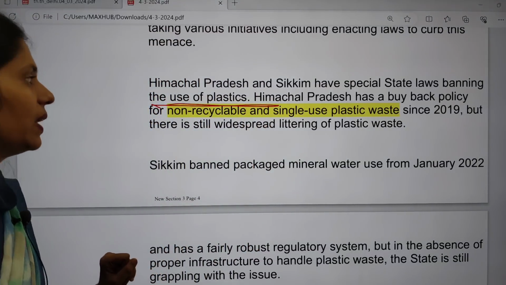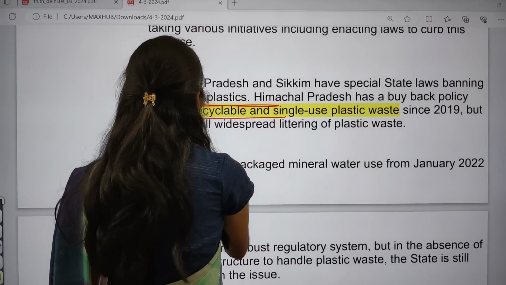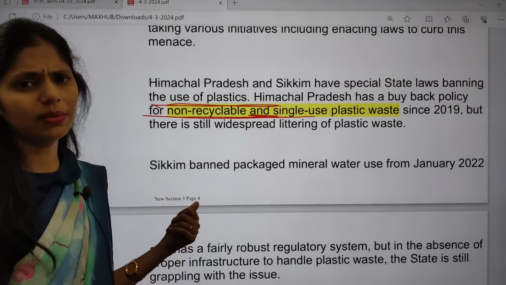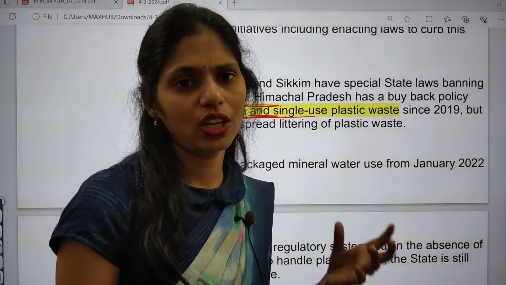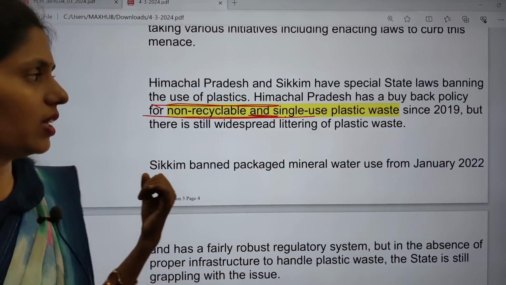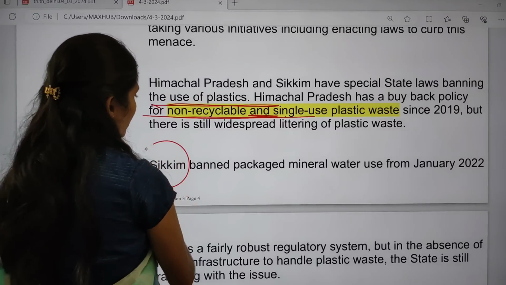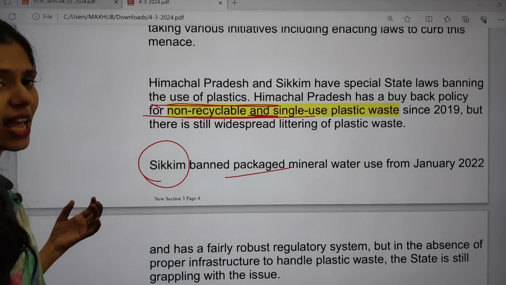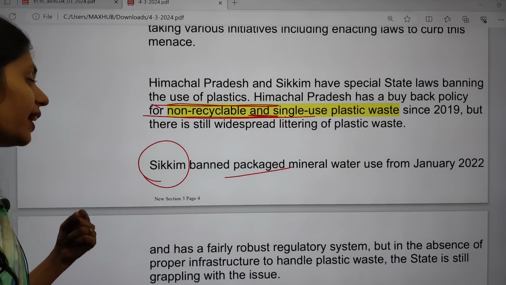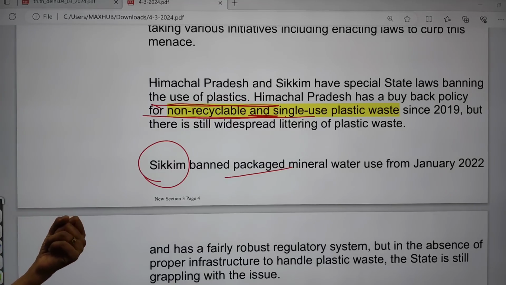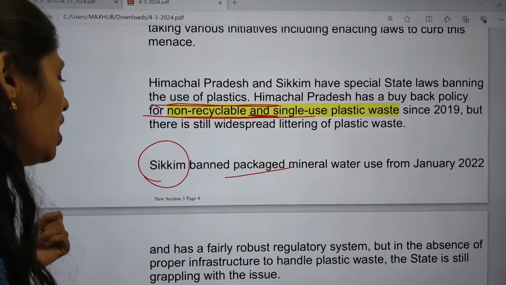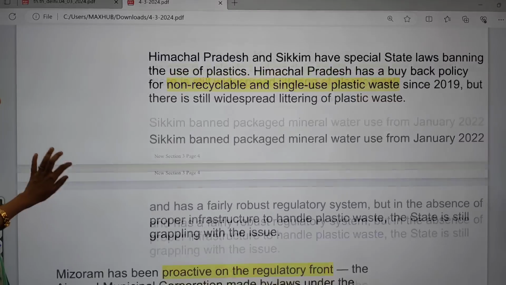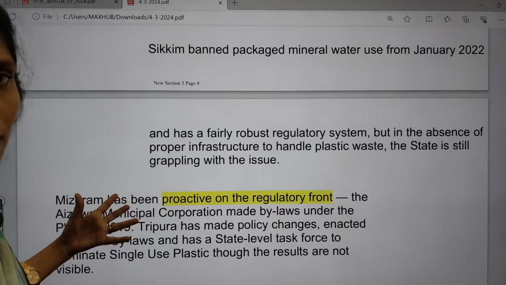They have special state laws which ban the use of plastics. Even Himachal Pradesh has had a buyback policy for non-recyclable single-use plastic waste since 2019. That means if you bring plastic waste, they will exchange it for something, or sometimes they will pay for it. And next is Sikkim, which banned packaged mineral water from January 2022. So it has a very robust regulatory system, but it has a problem: it does not have proper infrastructure to handle this plastic waste. So the state is facing issues with this.